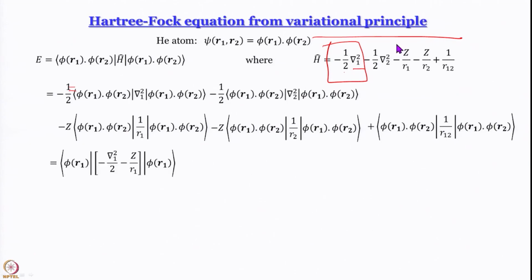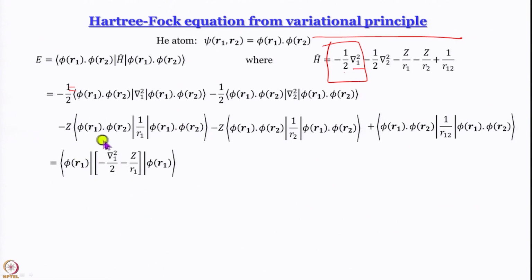So, the first one, what we will do is we will collect the terms in 1, and here you see we have got rid of the factor of 2, because that integral has become equal to 1 by normalization. So, this integral becomes integral phi of R1 star, multiplying minus del 1 square by 2 minus z by R1 operating on phi R1. What is it? Do you recognize it? It is like the expectation value of energy for a 1 electron system, is not it?